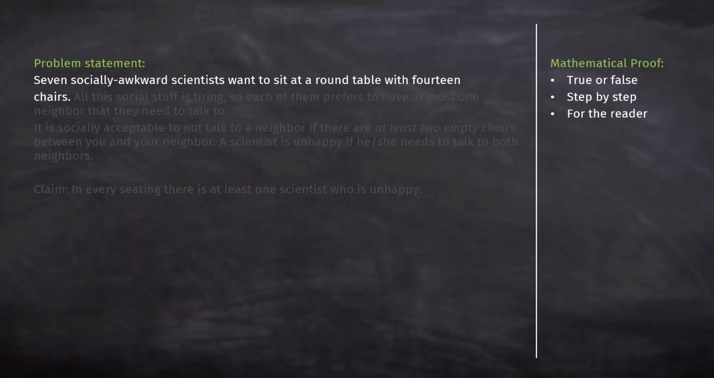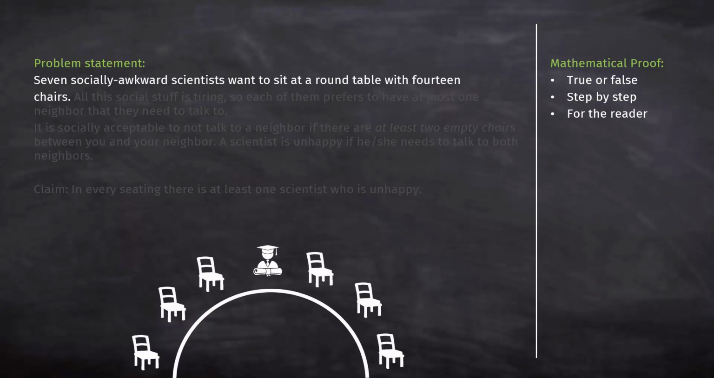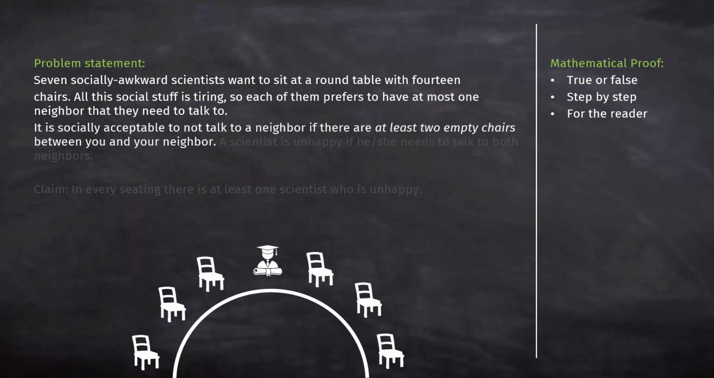So here's my problem. I have 7 socially awkward scientists who want to sit at a table with 14 chairs. Now, given that they're socially awkward and they've had a long day of sciencing, they really prefer not to talk to each other. And being scientists, they thought about this and they figured out that it's actually socially acceptable not to talk to your neighbor at the table if there are at least 2 empty chairs between you and your neighbor.